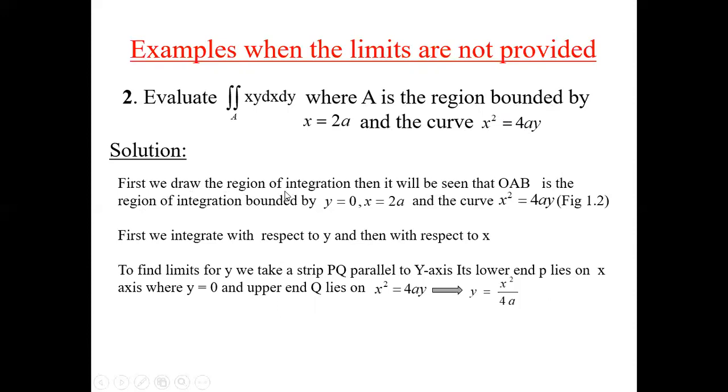Okay, first we draw the region of integration, then it will be seen that OAB is the region of integration bounded by y is equal to 0, x is equal to 2a, and the curve x square is equal to 4ay. First, we integrate with respect to y, then with respect to x. To find the limits for y, we take a strip PQ parallel to y-axis. Its lower end P lies on the x-axis where y equal to 0. The upper end Q lies on x square is equal to 4ay, that implies y is equal to x square upon 4a. So see this figure in the next slide.